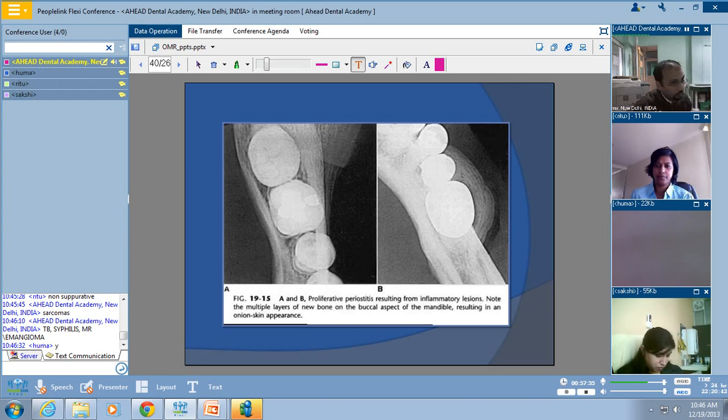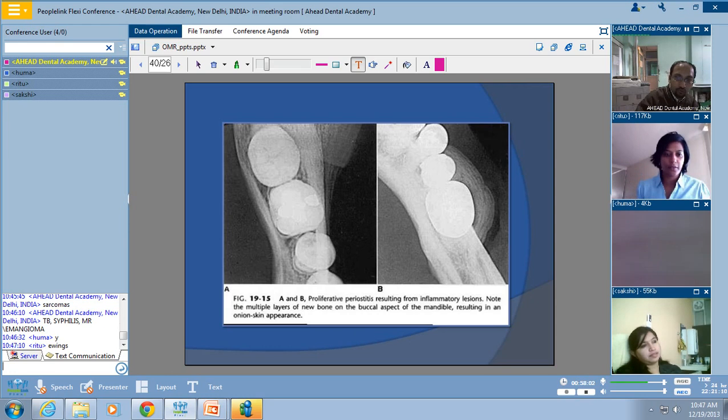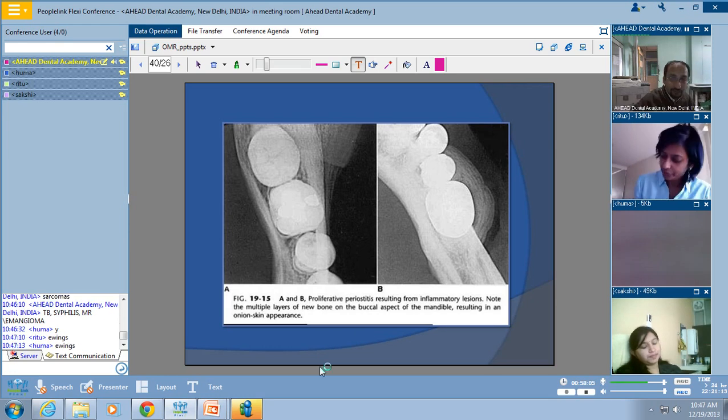Which is the commonest sarcoma of children? The commonest malignancy of children in the jaws. It is a sarcoma, since I am asking you about sarcoma. Which is the commonest malignancy of the jaws in children? Ewing's, fibro, chondro, osteo. It is Ewing's sarcoma. Ewing's sarcoma is the commonest malignancy of children.